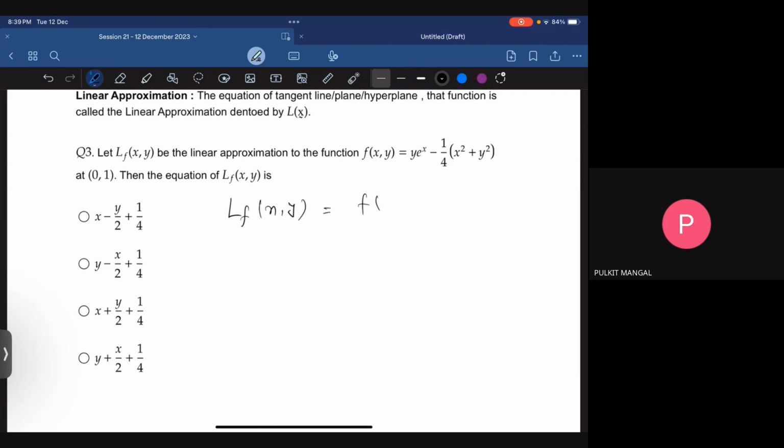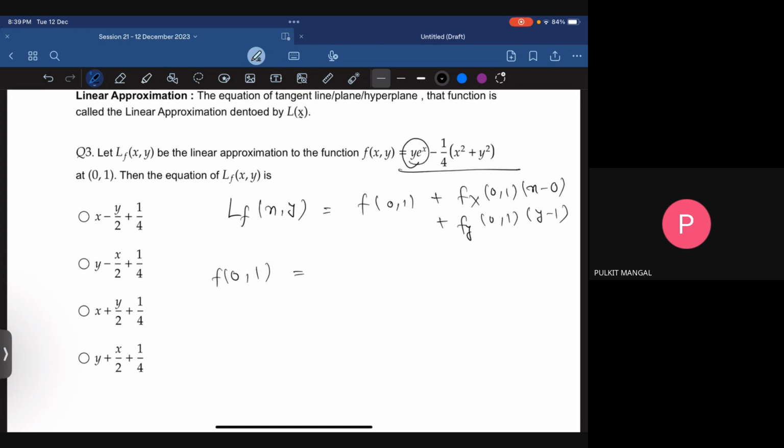First we need to find the function value at the point (0, 1), plus the partial derivative of the function with respect to x at the point (0, 1) multiplied by (x - 0), plus the partial derivative with respect to y at the point (0, 1) multiplied by (y - 1). So what will be the function value at the point (0, 1)? Just put x = 0 and y = 1 in this equation.